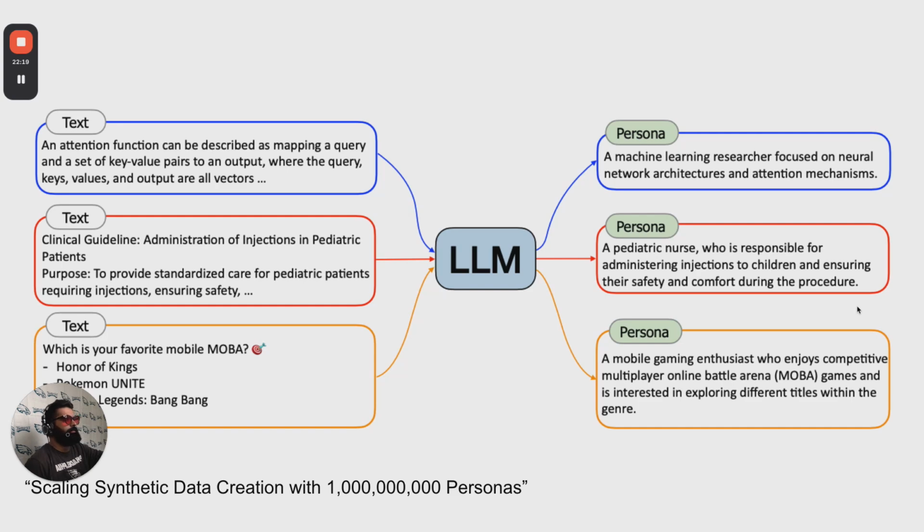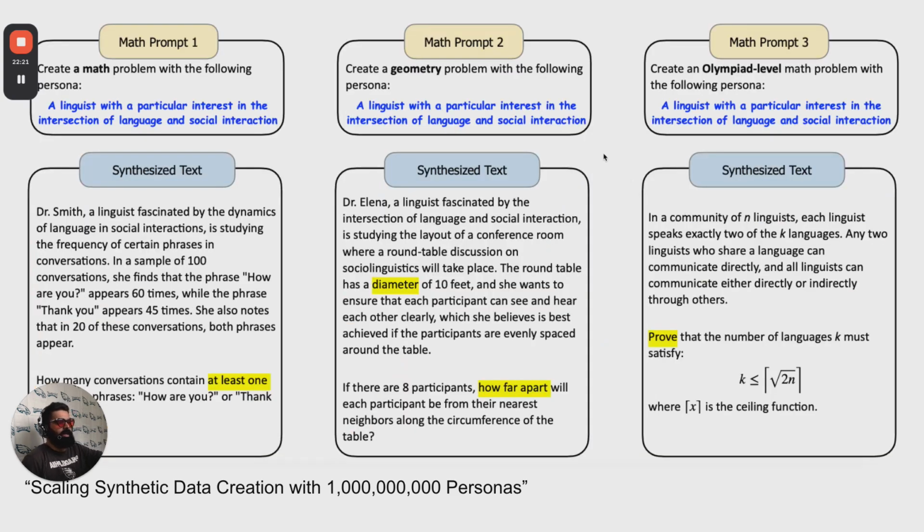In that paper, which I have not read, I've just skimmed to look for good figures to include in this presentation, they have this example about how you can have the same prompt, create a math problem with the following persona, but you can change the kind of description and then you can change the result based on that.